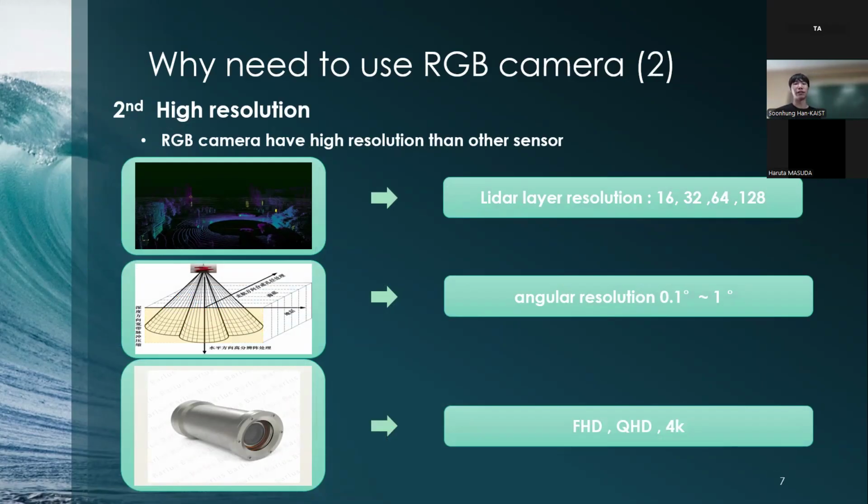LiDAR has a very low resolution. There are two resolutions for the LiDAR, vertical and horizontal. The vertical one is called layer resolution. The LiDAR layer resolution is 16, 32, 64, or 128, and it uses only 16 channels to check the place using laser to create an image. And second, sonar does not have this resolution, it has angular resolution like a telescope. It is 0.1 degree to 1 degree, but it just finds the side.